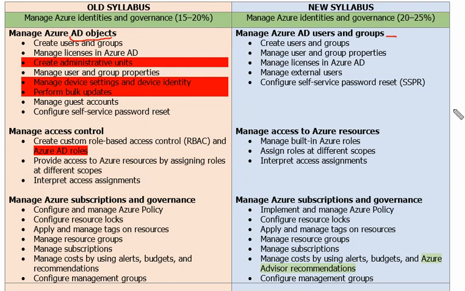Now we are going to compare the bullet points. The first bullet point is create users and groups, which is also available in the new one, so that's checked. Manage licenses in Azure AD is also available in the new one. Create administrative units is missing from the new one, so it is marked red, and that's not going to be in the new syllabus now. Manage user and group properties is already there in the new syllabus. Manage device settings and device identity is now missing from the new syllabus. Perform bulk updates is also missing from the new syllabus.